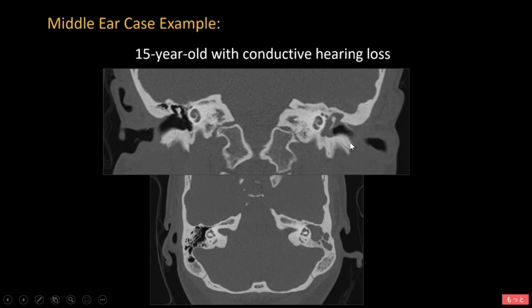A couple things of note. Number one, the scutum is blunted. It's not as sharp as the other side. Maybe on this image it's a little bit more difficult to appreciate, but the blunting of the scutum is present. Remember, adjacent to the scutum, that's Prussak space. In this case, it's completely opacified and expanded. In fact, the entire middle ear cavity is abnormally opacified.